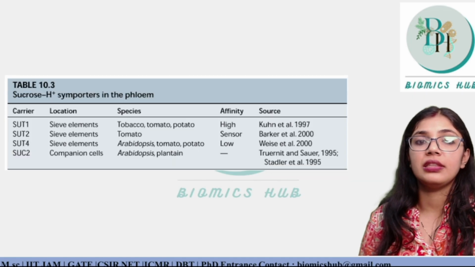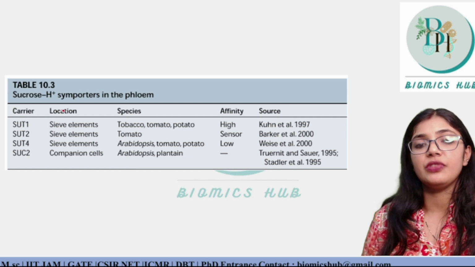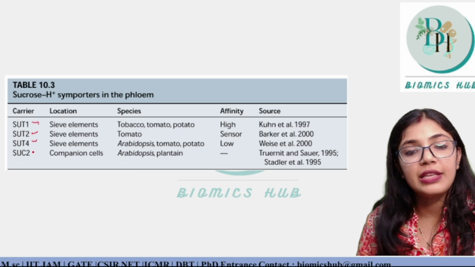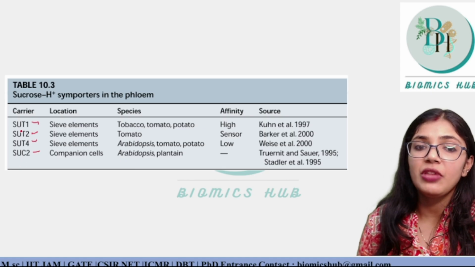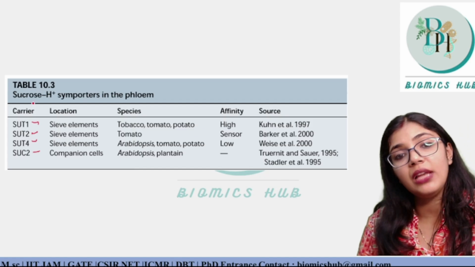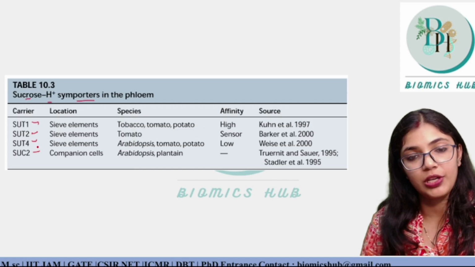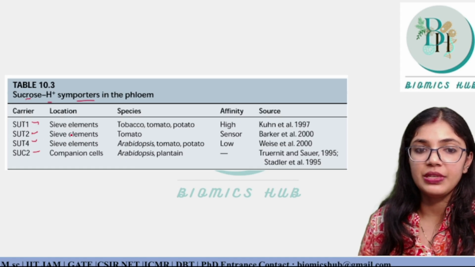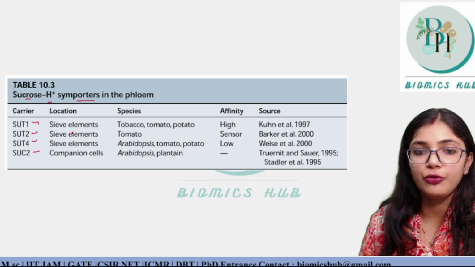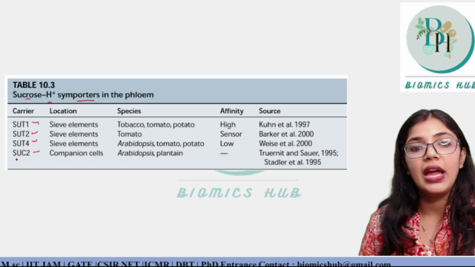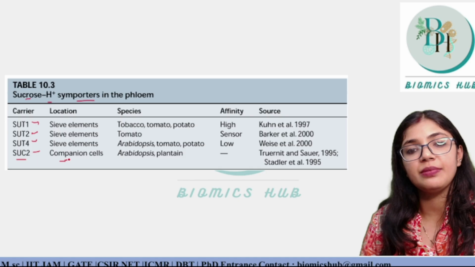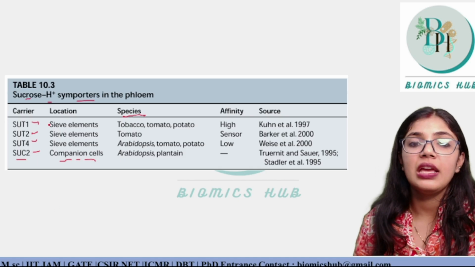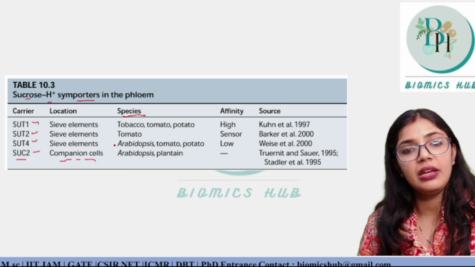Now next, there are some other transporters which are present, like SUT1, SUT2, SUT4, SUC2. These are some of the carrier proteins which will help in the sucrose H plus symporter. Okay, so this SUT1 which is present, these are SUT1, 2 and 4, these are present in the sieve element, and SUC2 which is present, it is present in the companion cell. And these are some of the places in which these carriers are present.